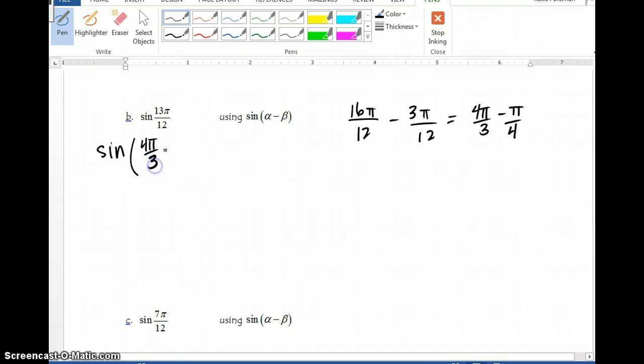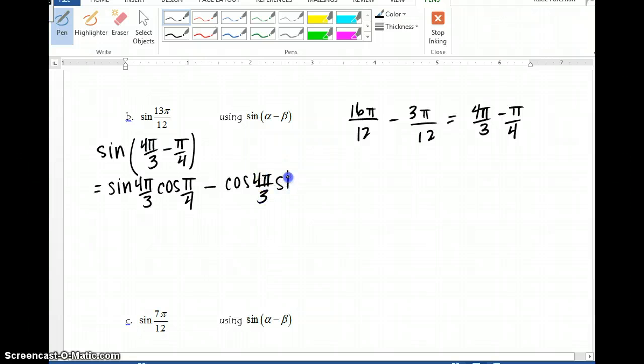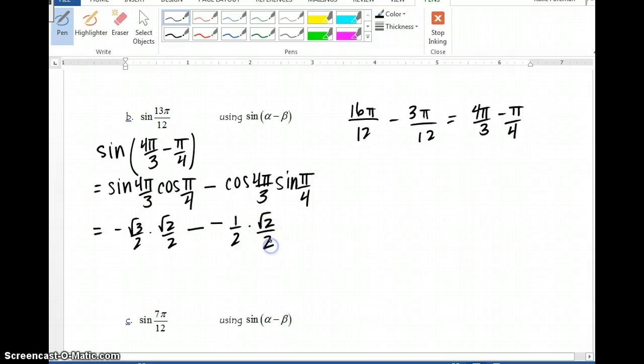Sine of alpha minus beta. Using the expansion, sine of the first angle measure times the cosine of the second angle measure. Keep the operation the same. Cosine of the first angle measure times the sine of the second angle measure. Exact values: 4 pi over 3 is a third quadrant angle, so both sine and cosine will be negative. Negative square root of 3 over 2 times square root of 2 over 2 minus negative 1/2 times square root of 2 over 2.